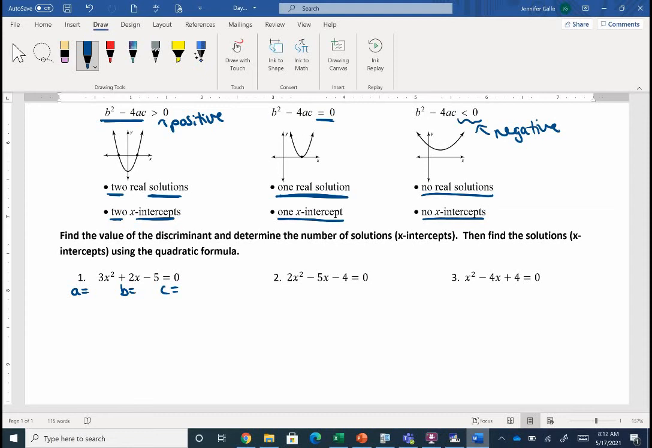The A, we've been looking at the A quite a bit. The A will tell us if we open up or down. The A is always in front of our squared term, so our A is positive 3. The B always goes with our X. It is 2. And then our C stands for constant. Constant doesn't change. If a number doesn't have a variable with it, it's never going to change. If the -5 doesn't have an X with it, it's going to stay a -5.